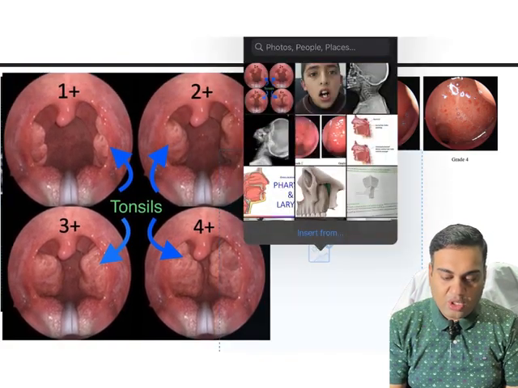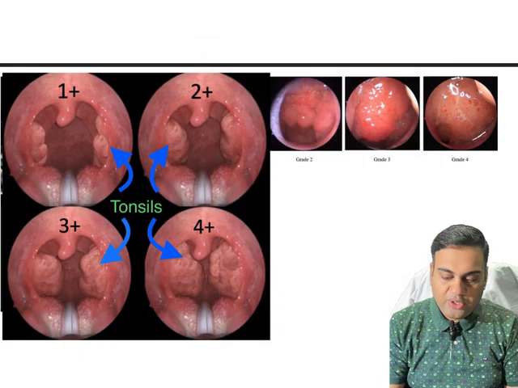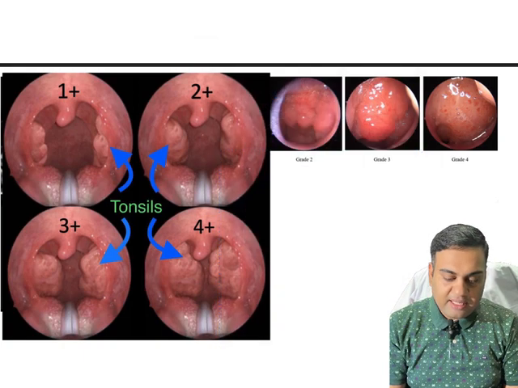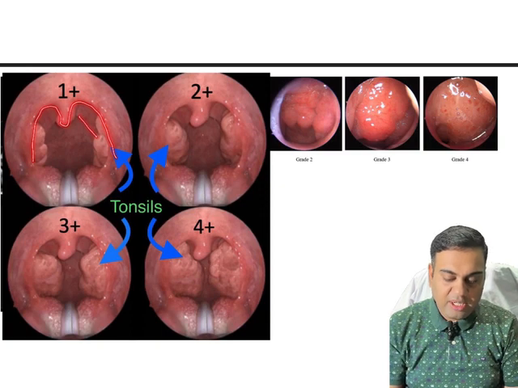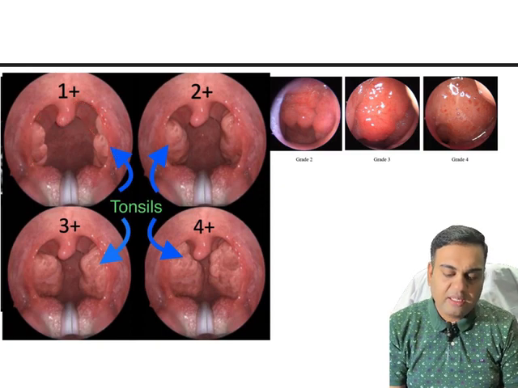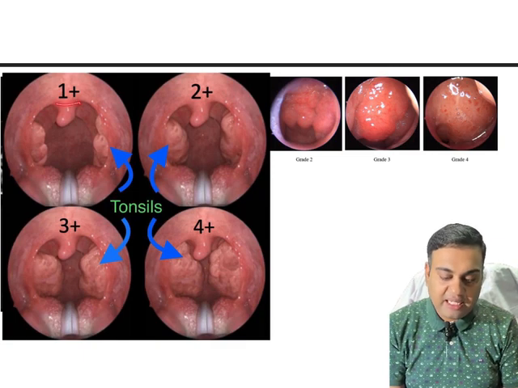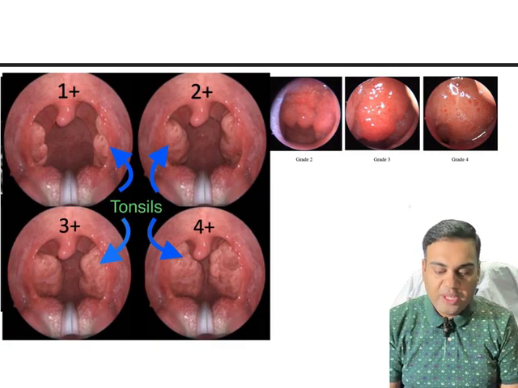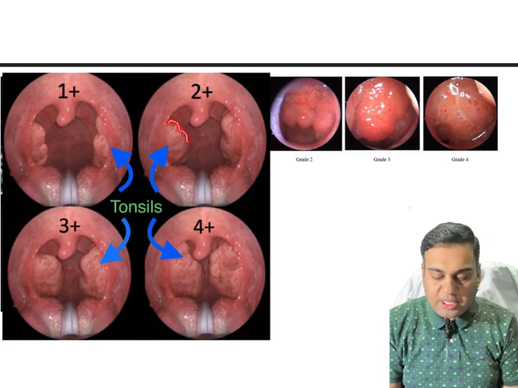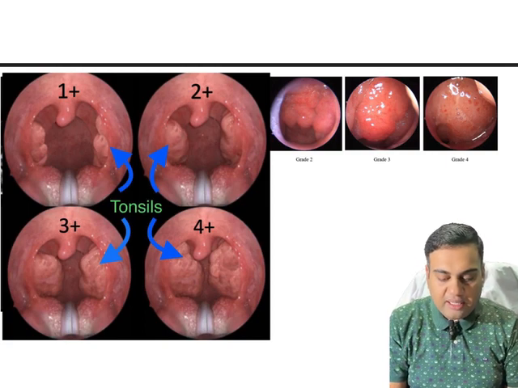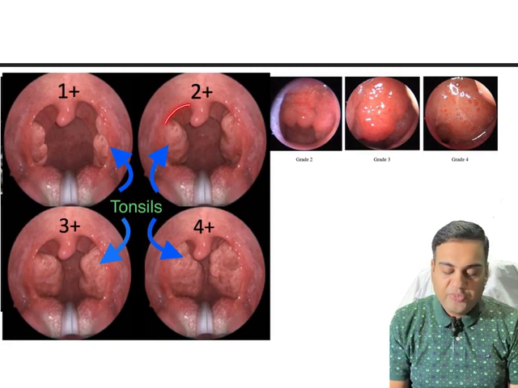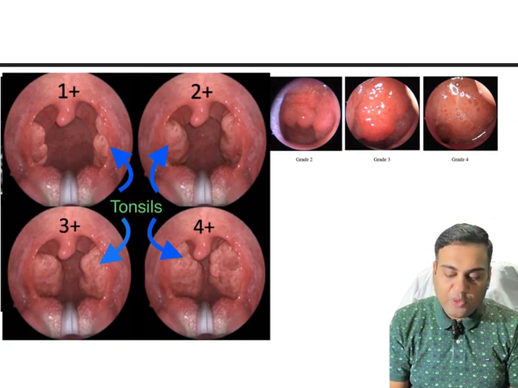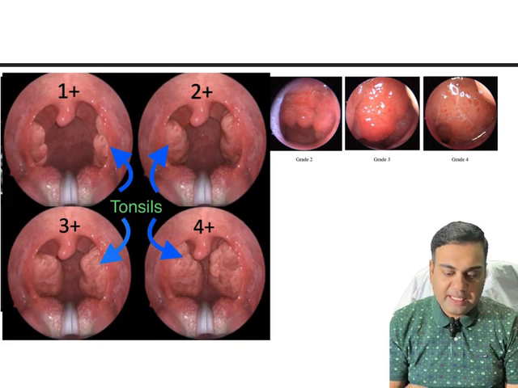What is this? This is the tonsil. This is the tonsil tissue, right? This is the anterior pillar, the uvula, and this is the posterior pillar. If the tonsils are well within the anterior pillar, then it is called grade 1 tonsil, and we can clearly see the posterior pillar also. If the tonsils are coming out in the oropharynx, but the distance is less than half of the anterior pillar, then that is called grade 2, and the posterior pillar is also partially seen.